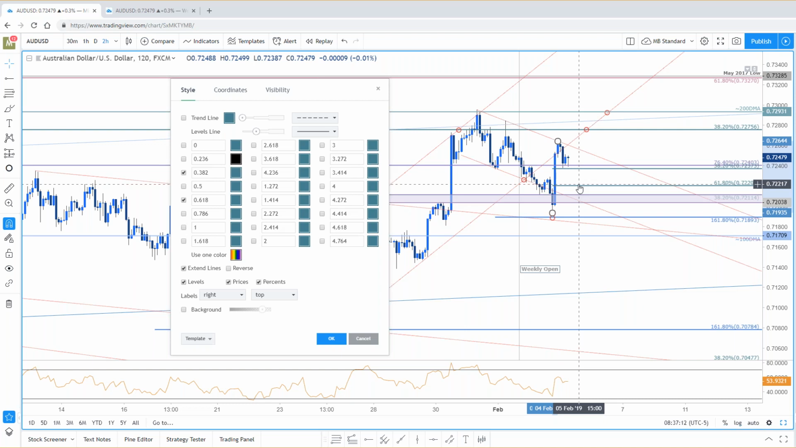Top side targets still need to be mindful of 72.75, 72.90, that 200-day moving average, and then that would be the breakout region to the upside. All things held constant, though, looks pretty good.